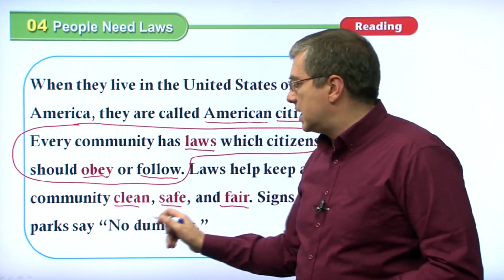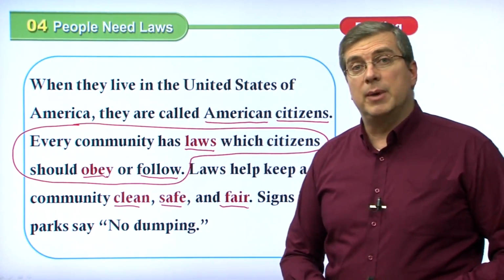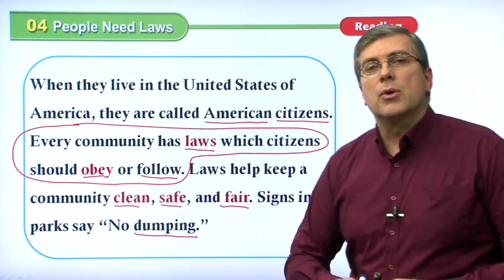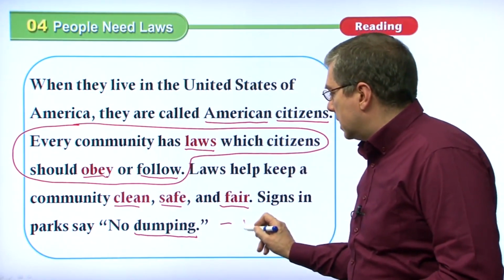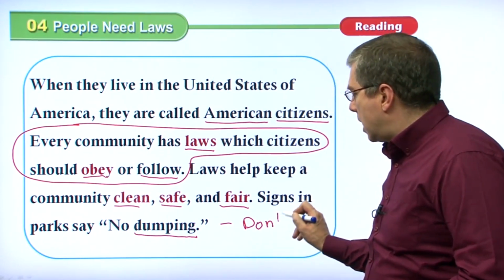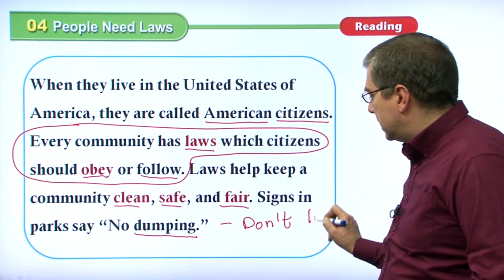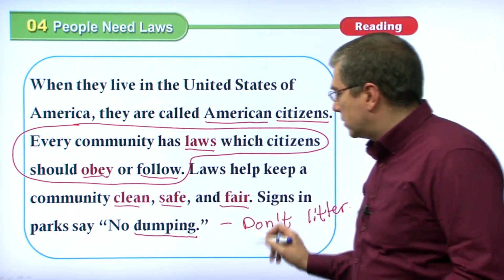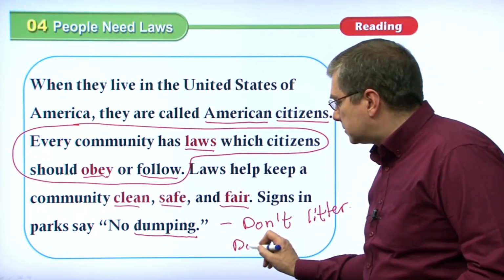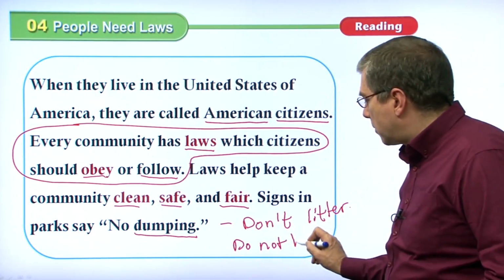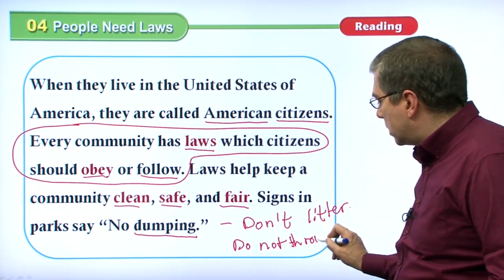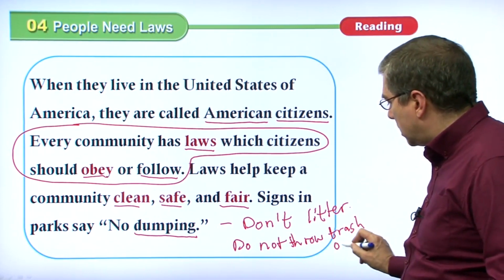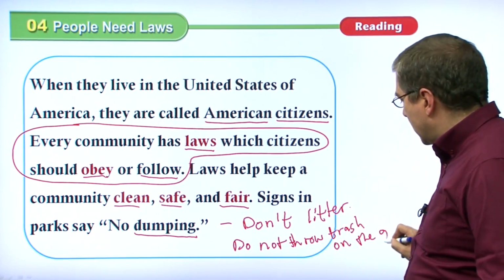Signs in parks say no dumping. No dumping. What does no dumping mean? That means no littering. Don't throw your trash on the ground. Another very common sign that you will see is don't litter. Don't litter. It's the same as no dumping. It just means do not throw trash on the ground.